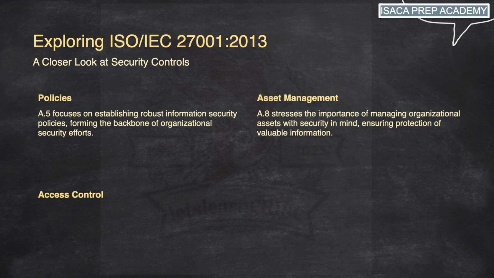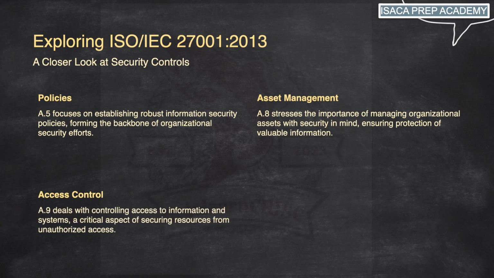Next, about the access control. Friends, section 8.9 of the ISO/IEC 27001 standard focuses on access control, which is a critical aspect of information security. Friends, access control involves managing and regulating who can access information and systems within an organization, as well as what level of access they have. This is essential for protecting resources from unauthorized access, whether intentional or accidental.